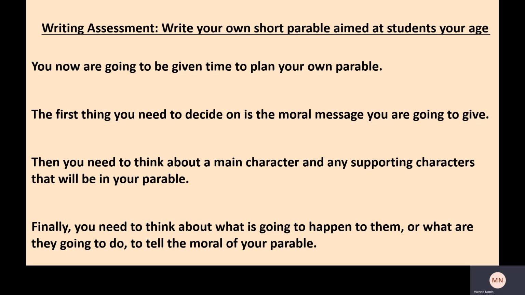And then finally, you need to think about what is going to happen to them or what they're going to do to tell the moral of your parable. So give this some thought, jot yourself down some ideas. You might even want to do a storyboard to help your ideas come to life. That would be absolutely fine. You plan in whatever way you feel happy with. So I'd like you to stop the video now, please, and make yourself some notes.